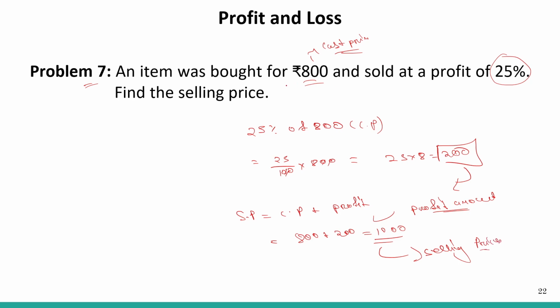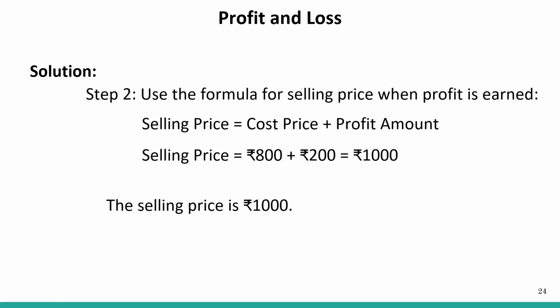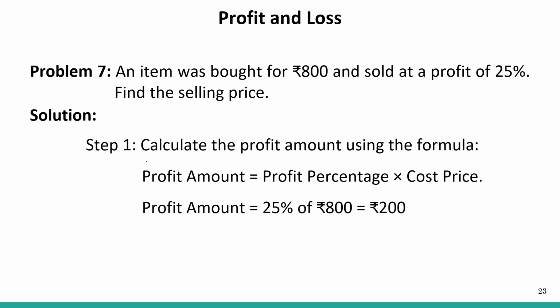So if an item is bought at 800 rupees and sold at a profit of 25%, then the selling price will be 1000 rupees. Okay. So let's see the step-by-step solution. So calculating the profit amount using the formula: profit amount is equal to profit percentage into cost price. So this is all again by method number 2. Okay. So profit amount is equal to 25% of 800 is equal to 200 rupees.